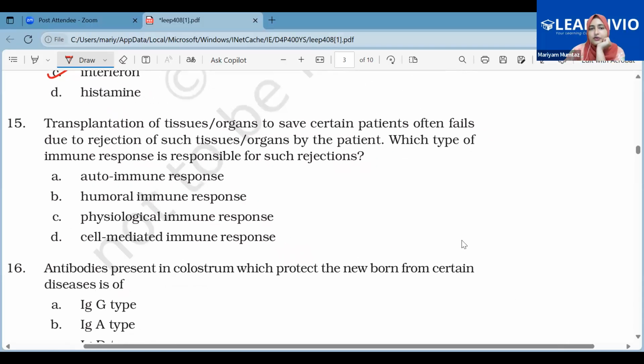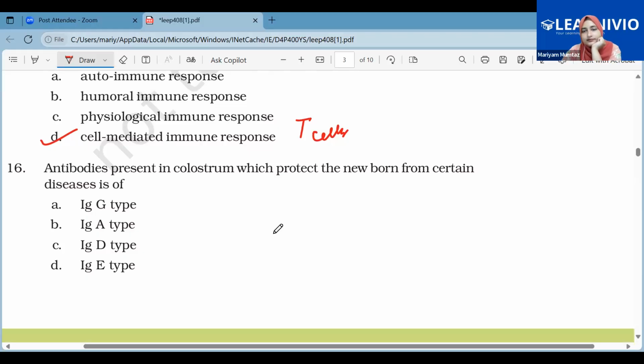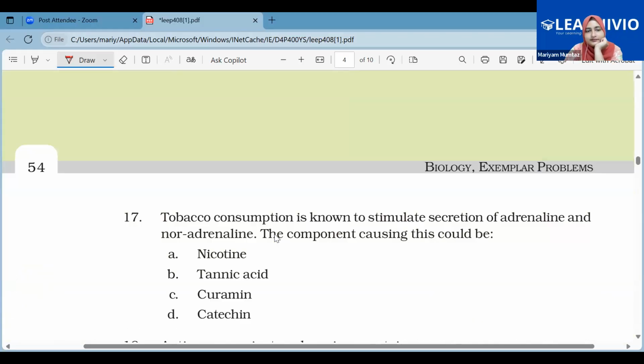Transplantation of tissues and organs to save certain patients often fails, due to which is responsible for the graft rejection. D. Very good. CMI, which is mediated by which cells? I didn't do this chapter. I just answered on that day. It's okay. Antibodies present in colostrum. B.